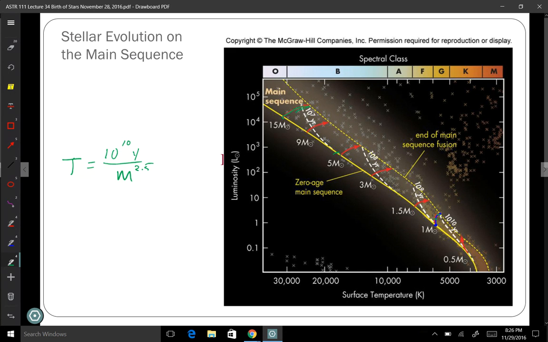It has a lifetime that's going to be just a little bit longer than 10 million years. 15 solar mass is a little longer than 10 million years. One solar mass, 10 billion years. Obviously, the more mass it is, the much shorter the lifetime. So it took less time for it to form. It's going to take less time for it to live. And then it's going to die with the excitement.